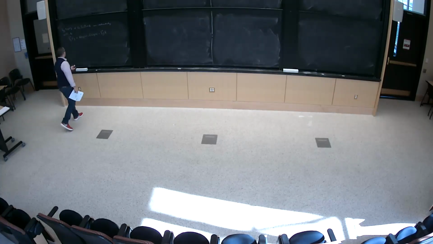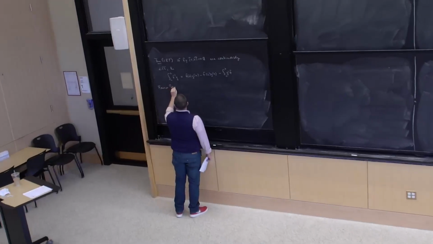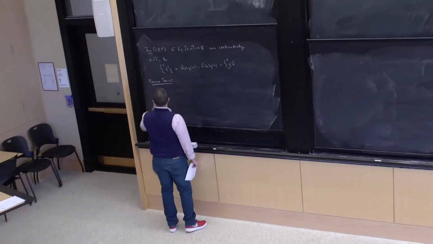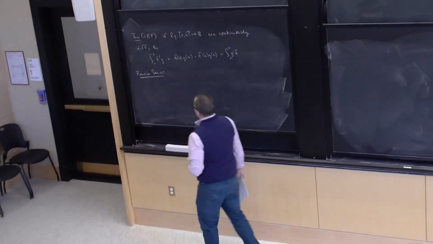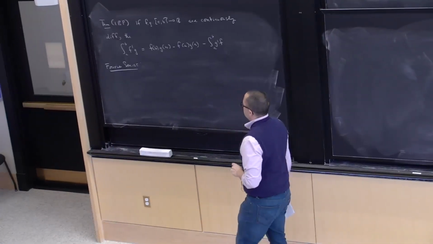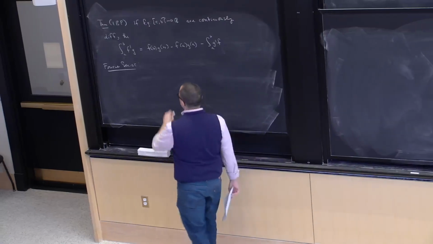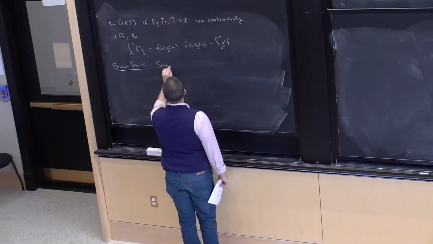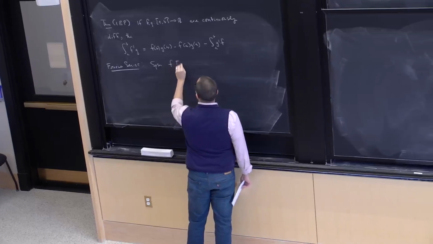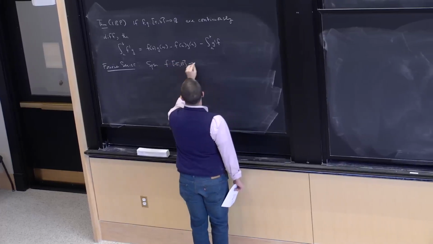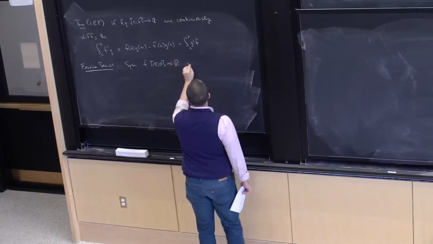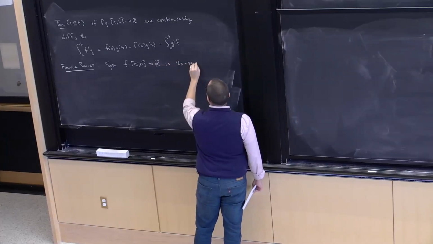Now, I'm not going to give that as an application. I'm going to give a different application related to Fourier series. So the Fourier series, what are these? Suppose we have a function, and I'm not going to say what type. Suppose f from minus pi to pi to R is 2 pi periodic.